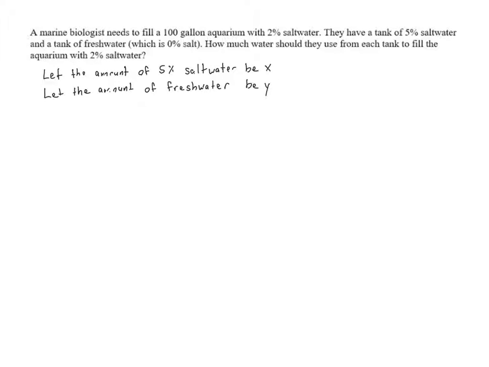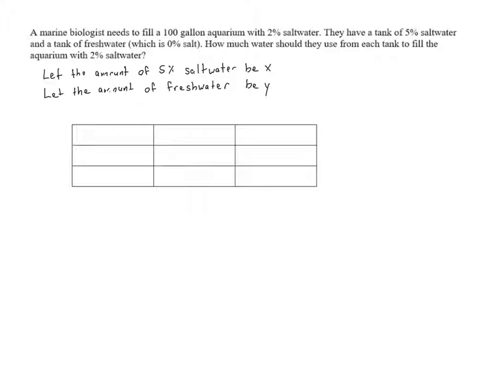And then we're going to set up our table. Just like before, we'll label the columns solution, concentration, and ingredient. And the relationship between these quantities is solution times concentration equals ingredient. We can label our rows now.